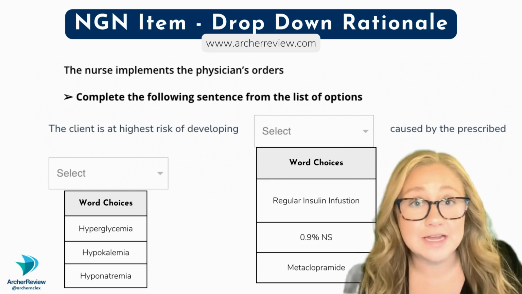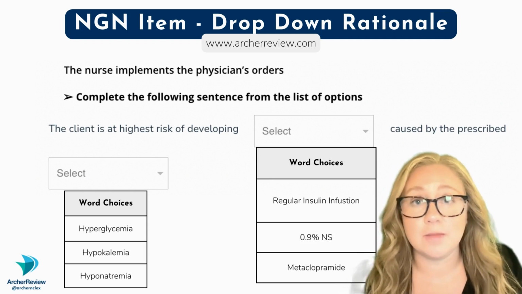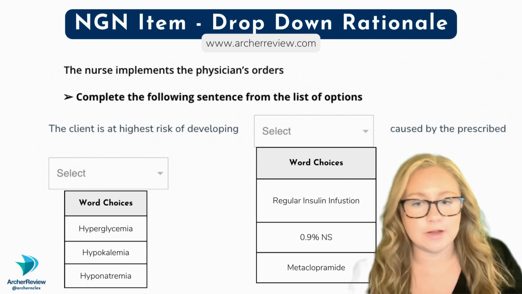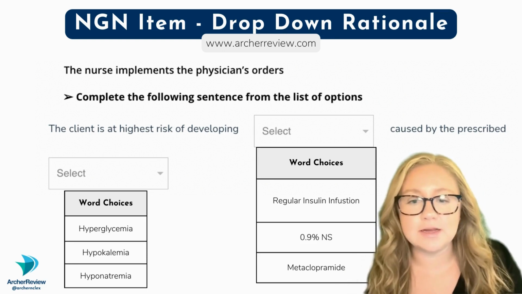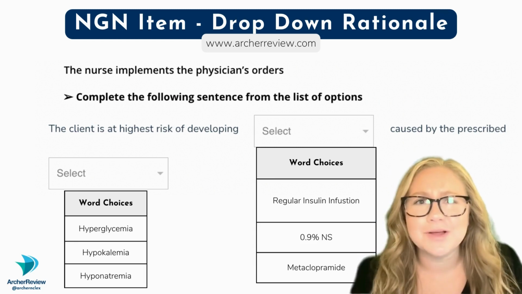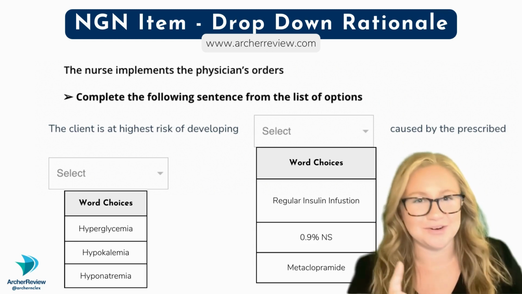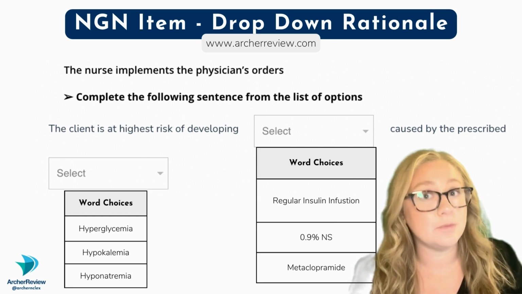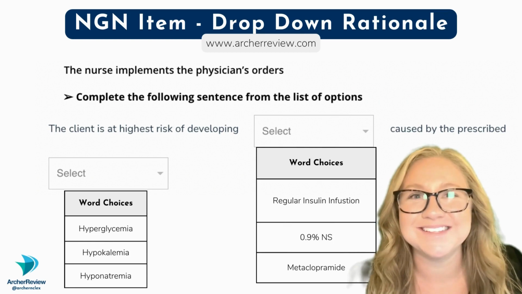And then it's time for the next sentence. The client's at risk for hypokalemia due to the prescribed blank. A, regular insulin, B, normal saline, or C, metoclopramide. Which one of these meds can possibly cause hypokalemia? It's your regular insulin infusion. Just like we said, you want to watch out for that insulin moving potassium back inside the cells.